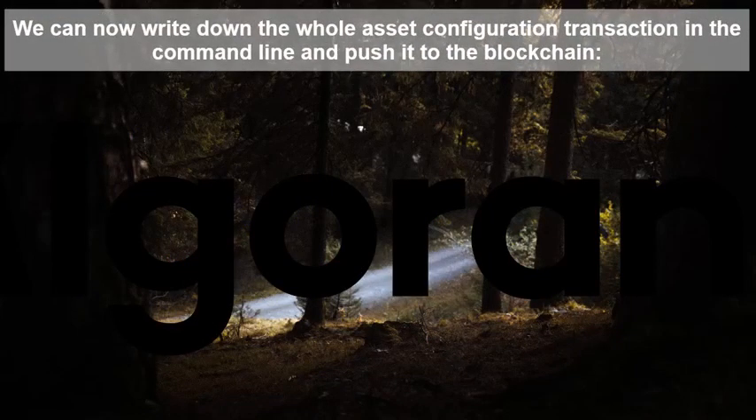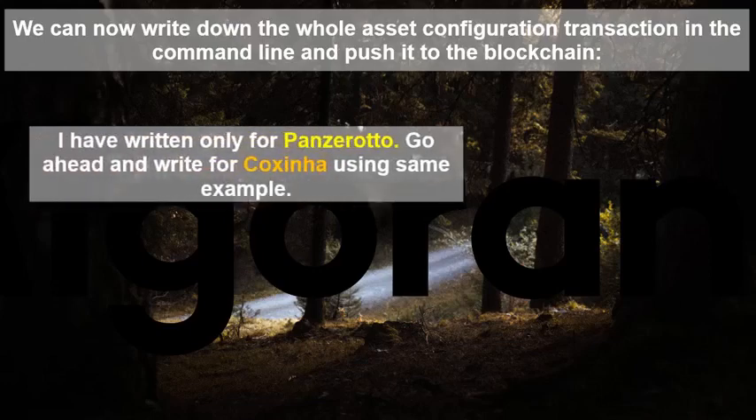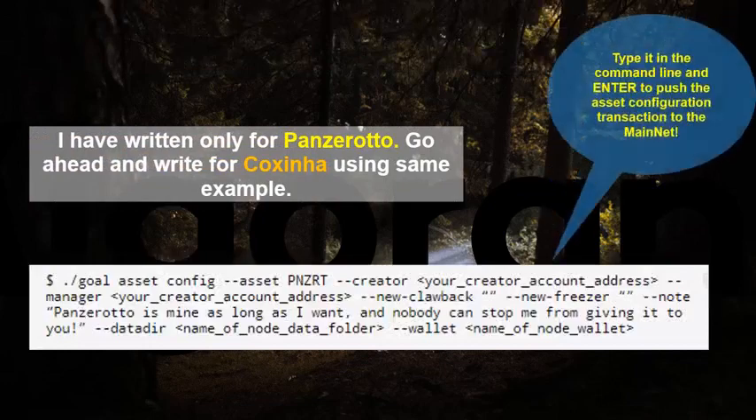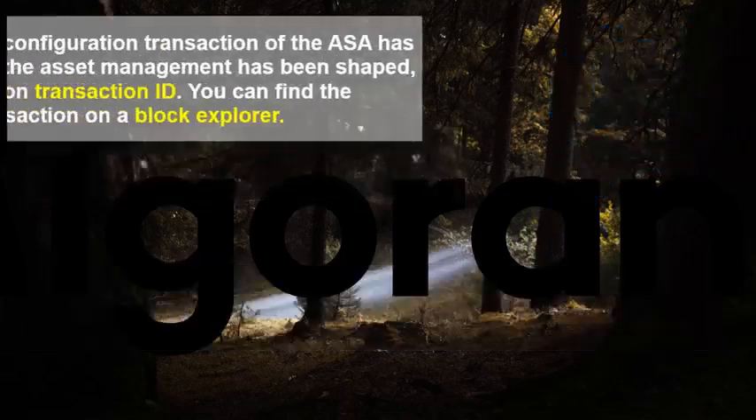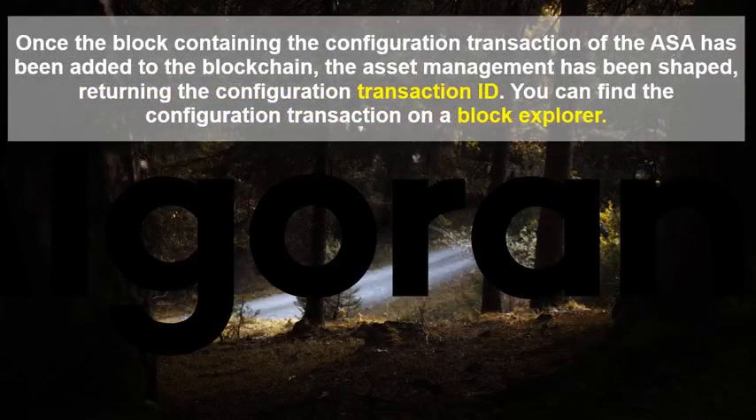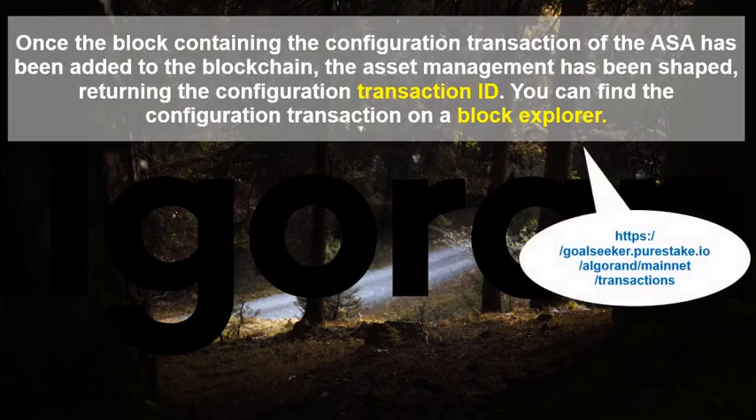I have written only for Panzerato. Go ahead and write for Coccinha using the same example. Type it in the command line and enter to push the asset configuration transaction to the mainnet. Once the block containing the configuration transaction of the ARSA has been added to the blockchain, the asset management has been shaped, returning the configuration transaction ID. You can find the configuration transaction on a block explorer.